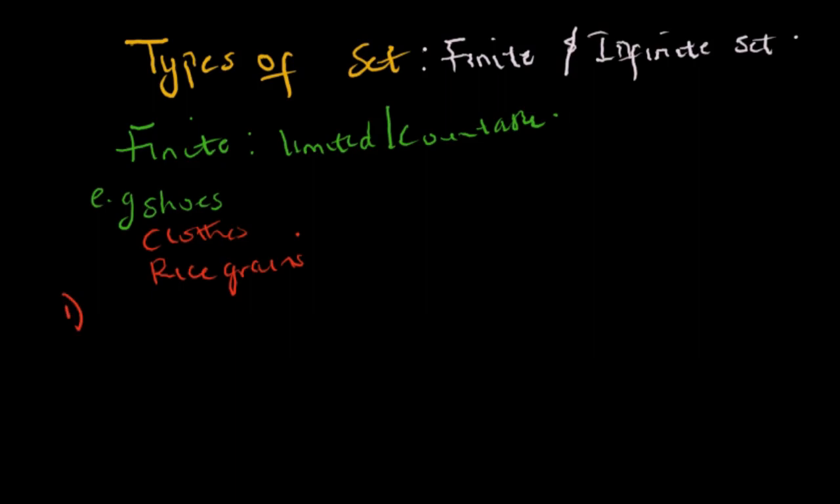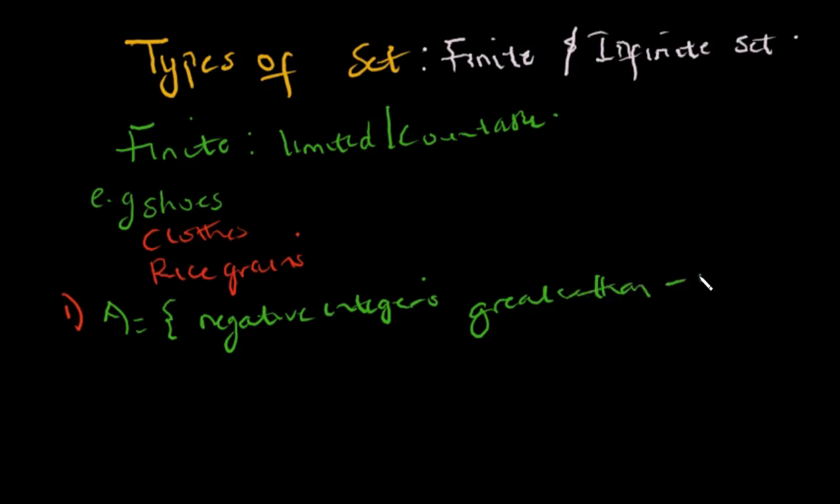I have set A, and A has negative integers greater than -4. So let's see, A is a set of negative integers greater than -4. So let's use our number line to get that easily. So I have these integers. We have 0. To the right I have positive numbers. That's not my business, so we'll focus on the negative side.